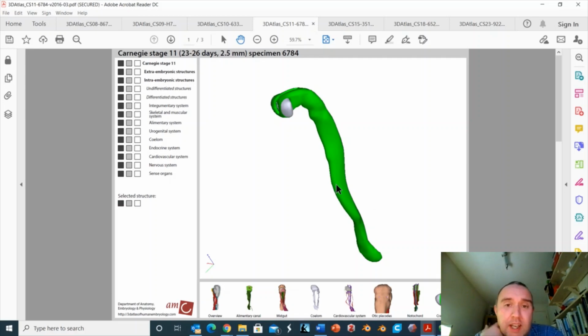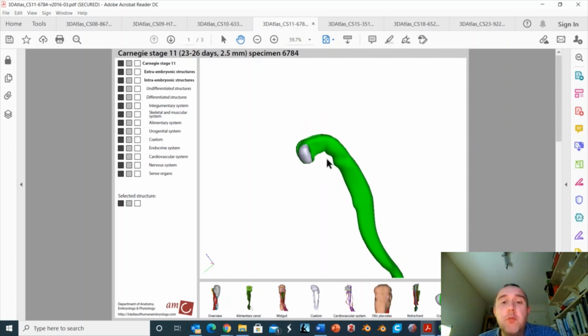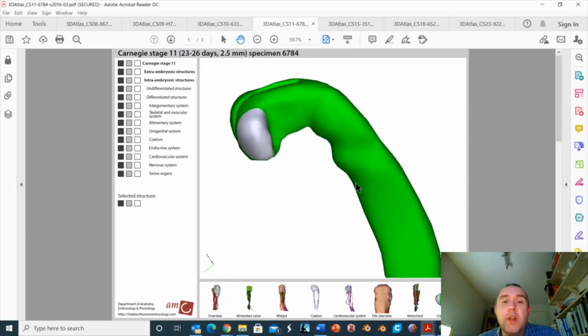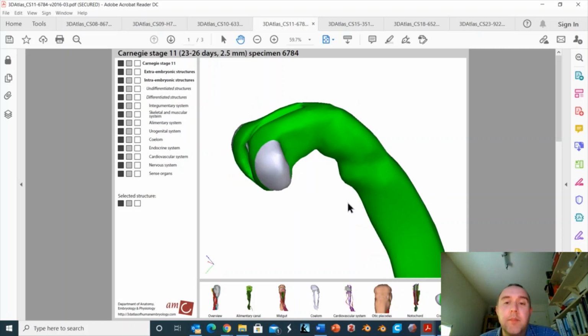It's not particularly complicated and bears very little resemblance to the adult central nervous system. However, if I zoom in on the head end of this, we can start to appreciate that something interesting is happening. The first thing I want you to appreciate is that the cranial end of the neural tube has developed 3 swellings. So there's one swelling here, there's one swelling here, and there's one swelling here.